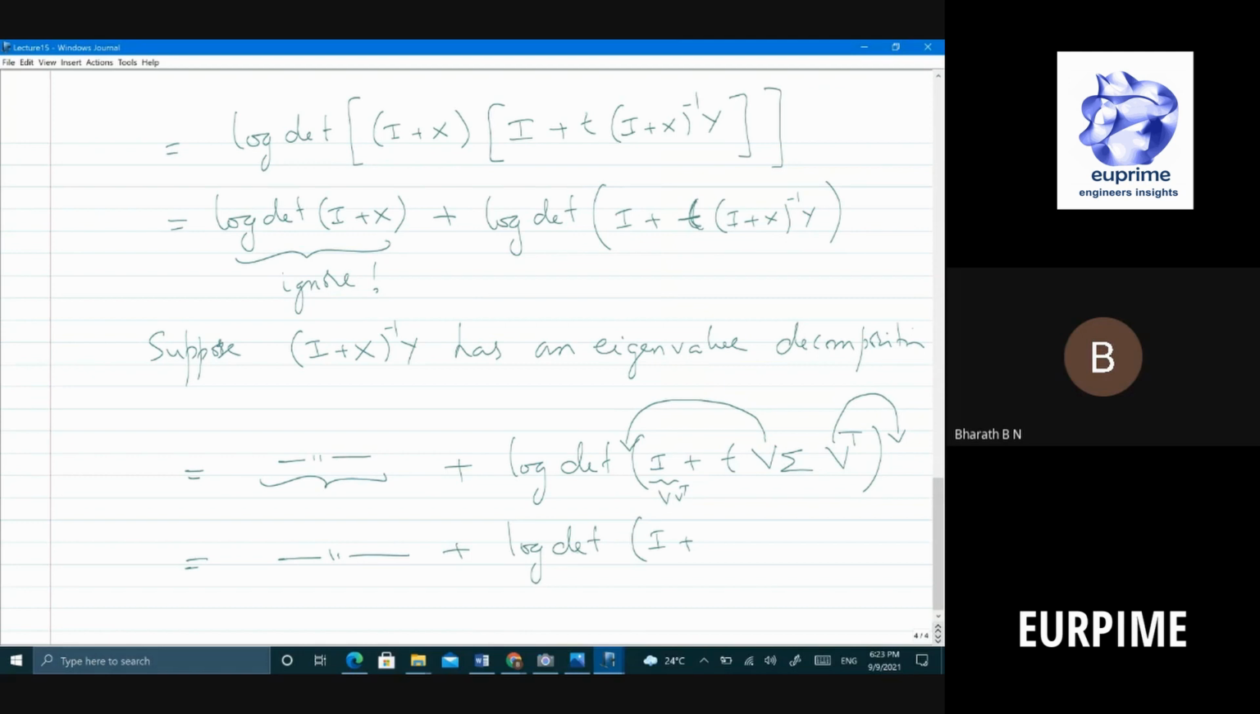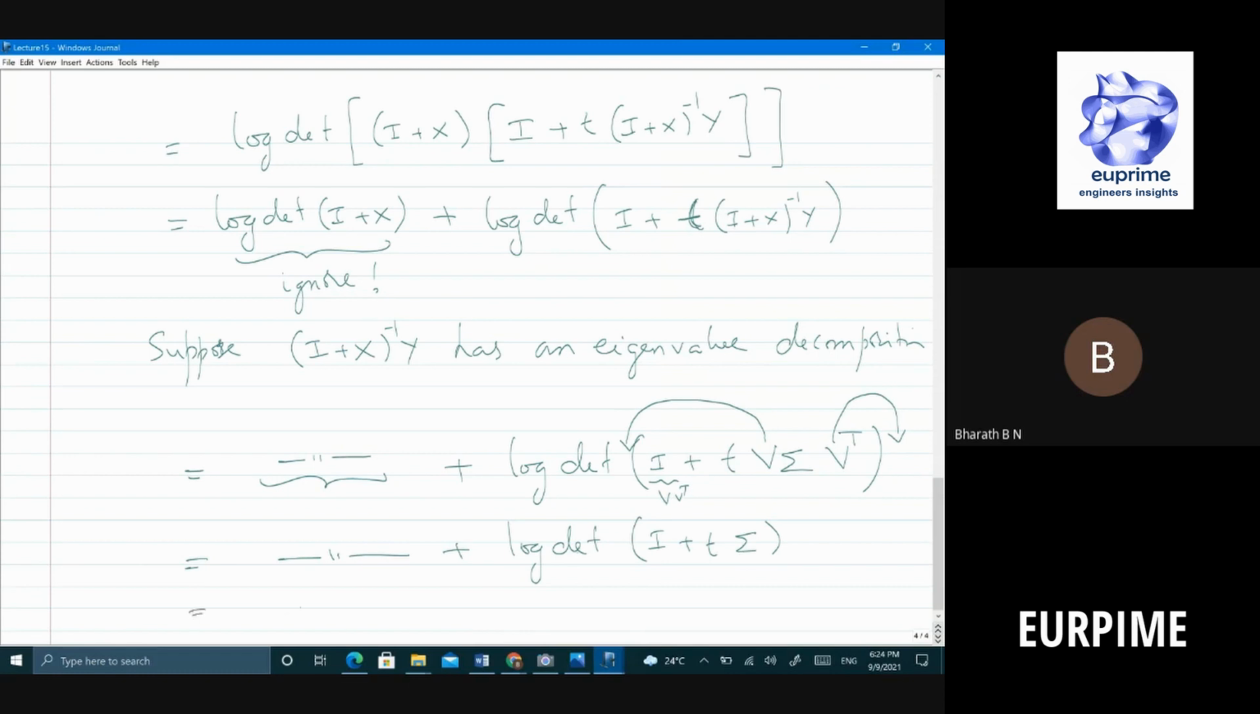So what do I get? Log of, why is this true? Because determinant of V times something diagonal times V transpose, determinant of AB is determinant of BA. So V transpose will go to the other side and it cancels, right? We saw that as an exercise when we studied linear algebra. So V transpose V will be identity. What we get is determinant of identity plus t times sigma.